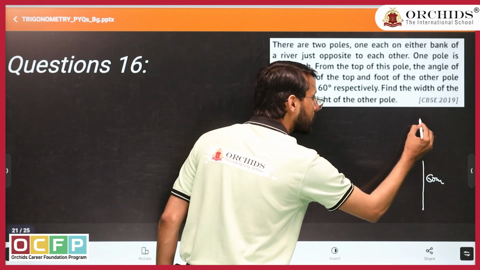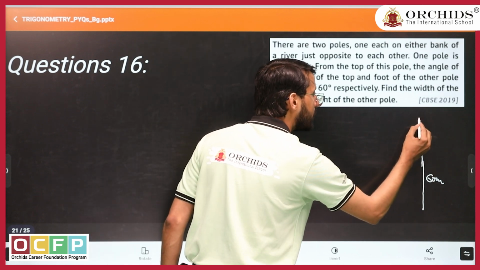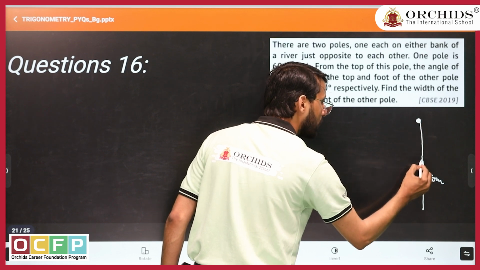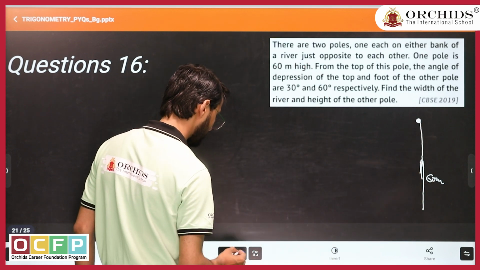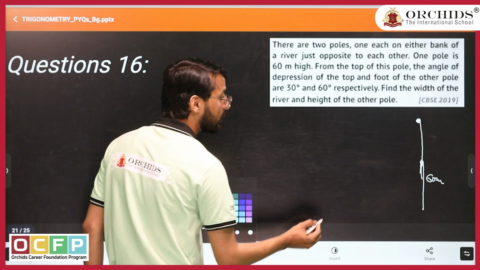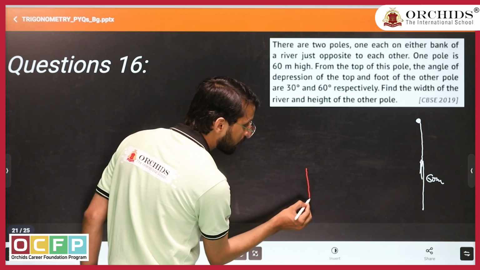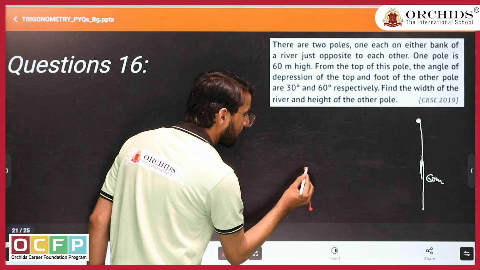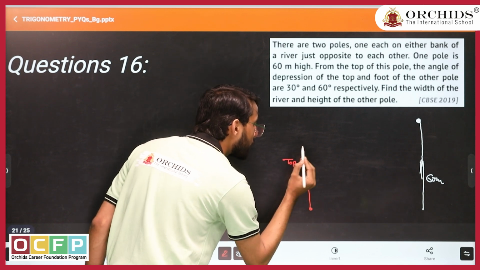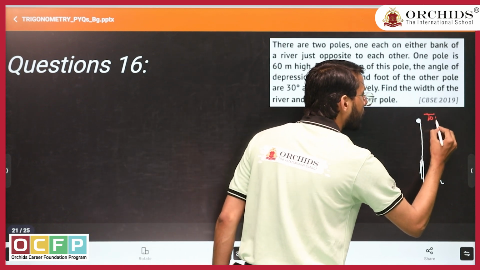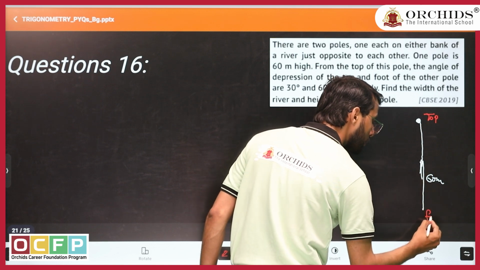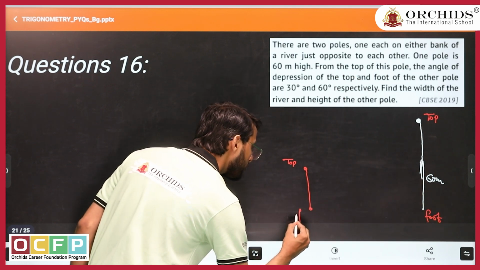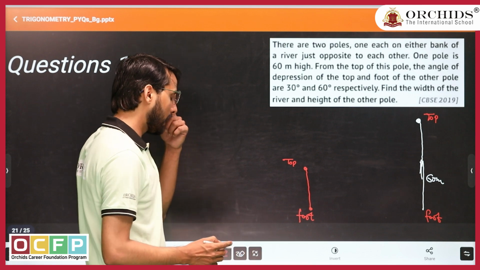I am increasing the length because I need a depression, so I need a height of a pole. This is the overall pole, and this is the second pole. Second pole I am drawing here. This is the top of second pole. This is the top of one pole whose height we know. This is the foot of that pole. This is the foot of another pole where we have to find the height.